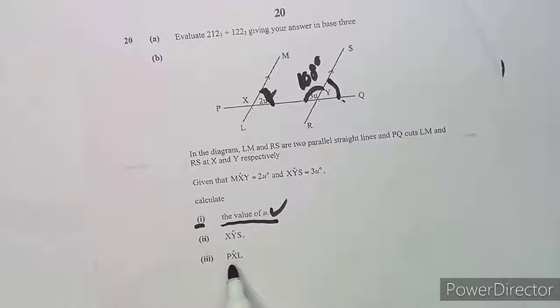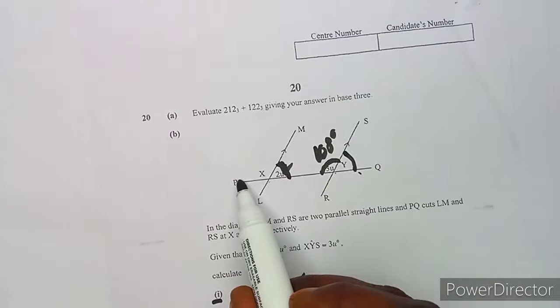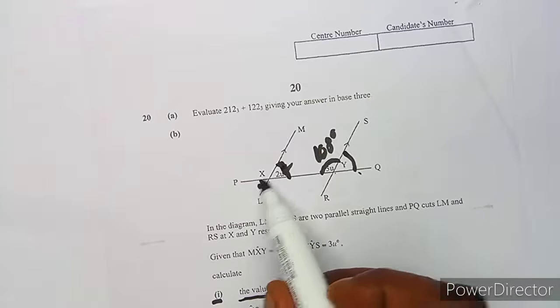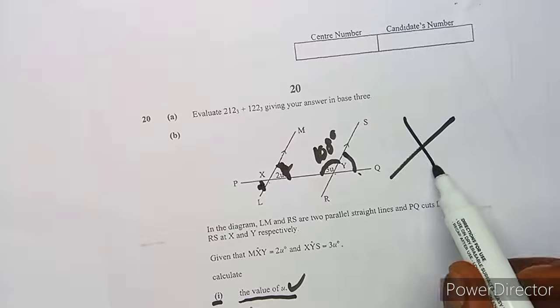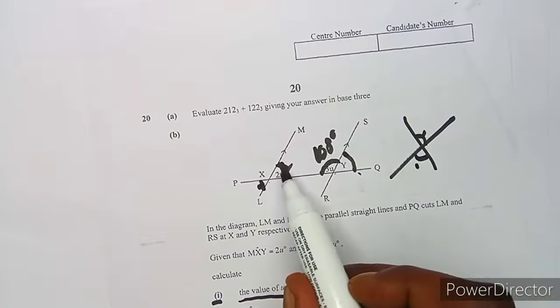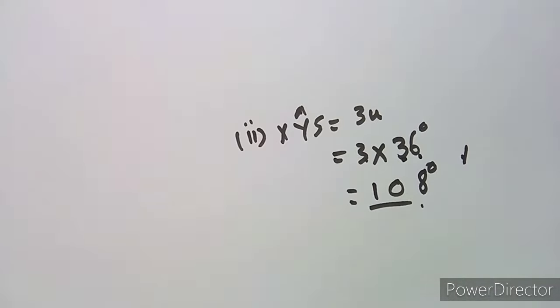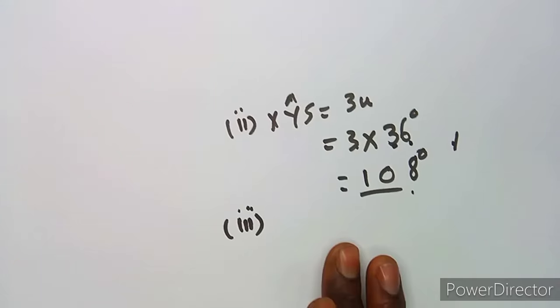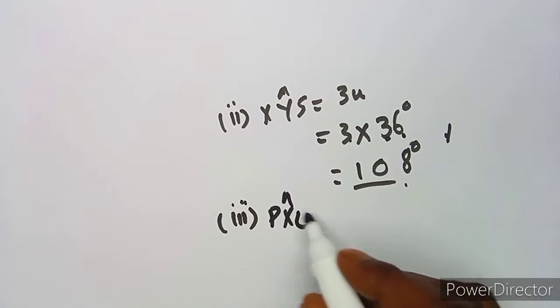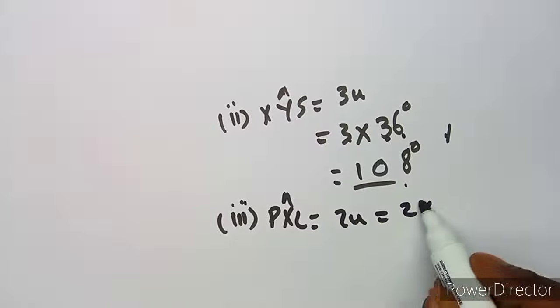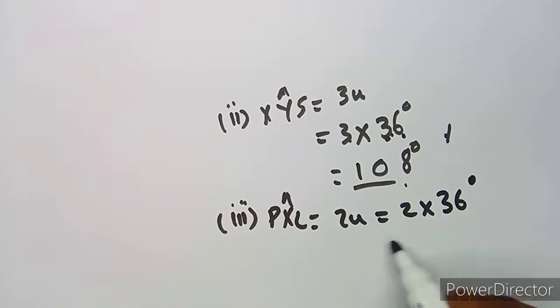Okay, anyway, let us move on to this one, PXL. We know that these are vertically opposite angles, which are made by 2 straight lines, so they are equal. So this angle and this angle are equal. That's item 3 in this case. So it means our PXL is going to be 2u, because we say they're equal. That's 2 times u, which you said is 36 degrees. So 2 times 36, guys, this is actually 72.